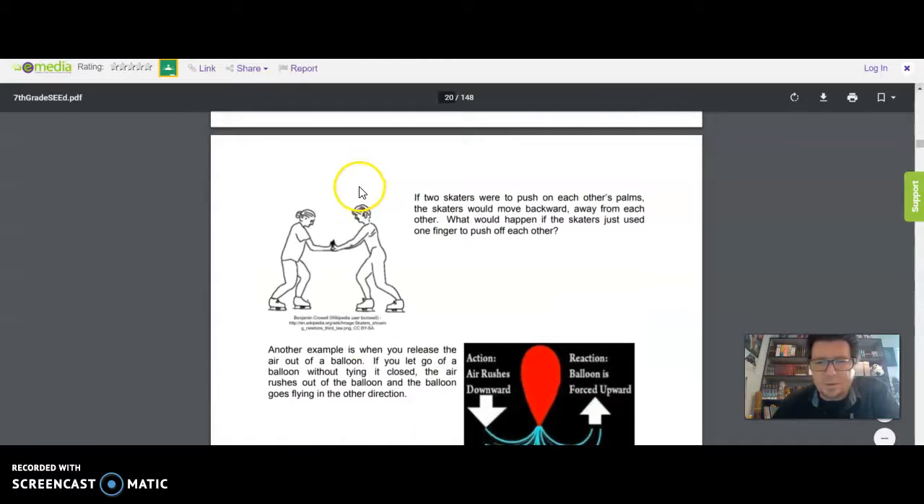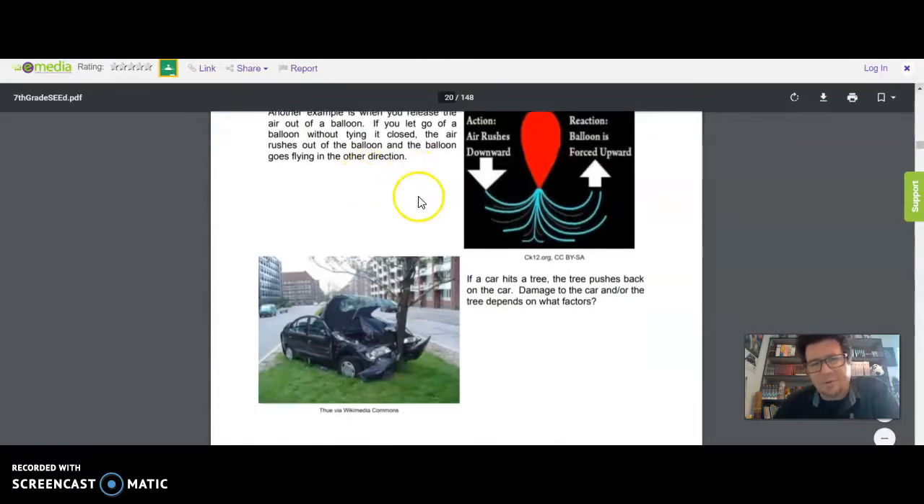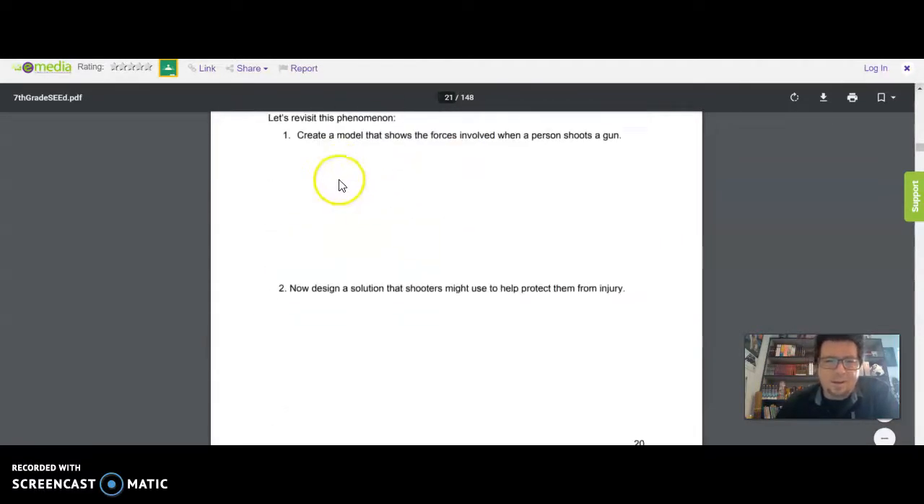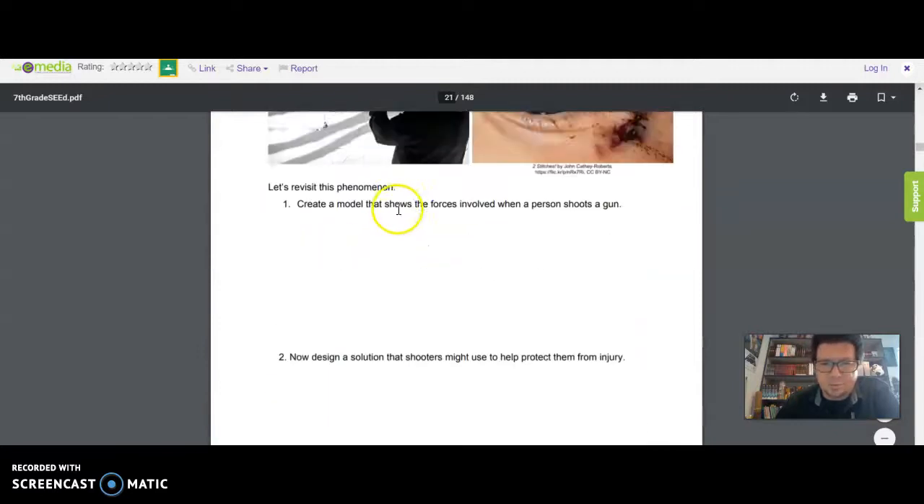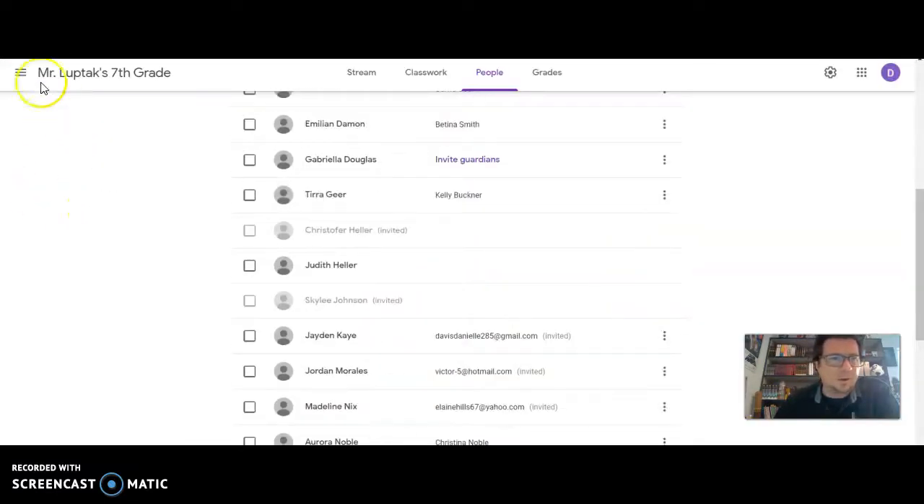So go and read these, look at these different examples of action and reaction. And again, I want you to answer these two questions with a paragraph each. All right, and you know how to turn it in. Go to the assignment, right? Here, let me show you. I'll show you Mr. Merrill's just to make sure we all remember.